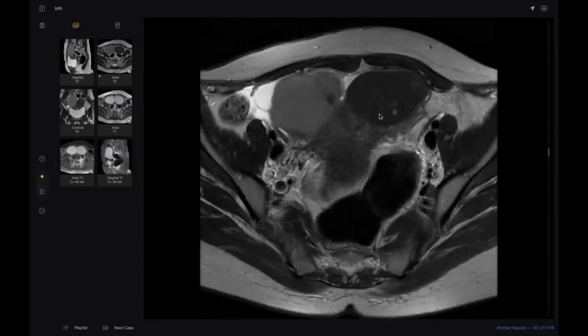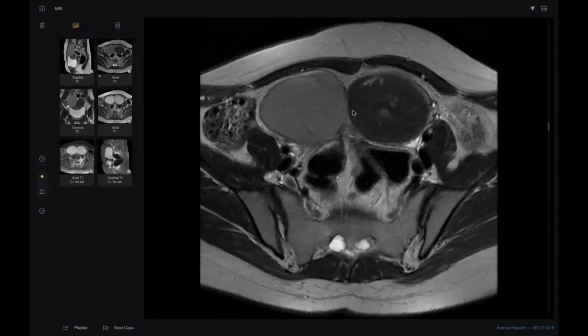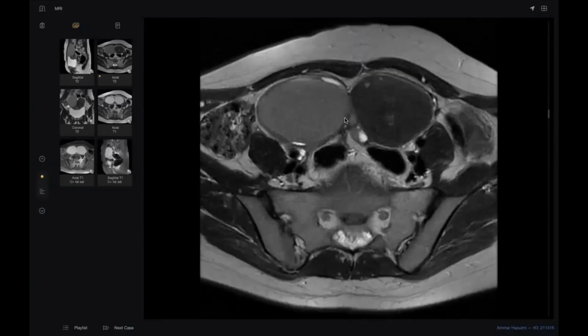Thank you, doctor, so much. You did very well. When you see both endometriomas touching each other, this is called the kissing sign. Kissing over it. Yes, excellent.